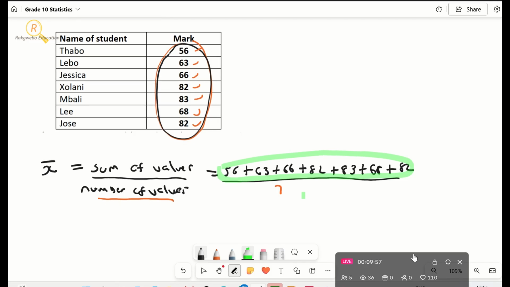Okay, so yeah, this will give you 500, over 7. So in the exam, how do they expect you to present it? They expect you to write down this formula and then this part, and then after that your answer.